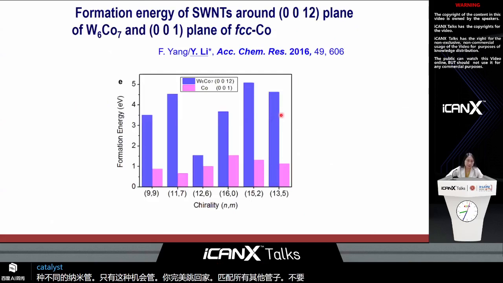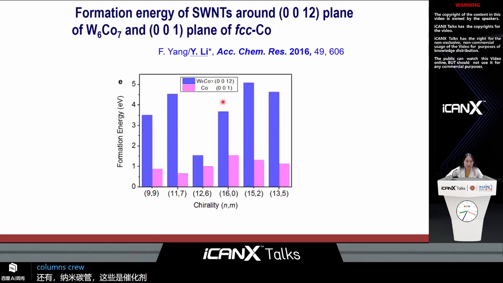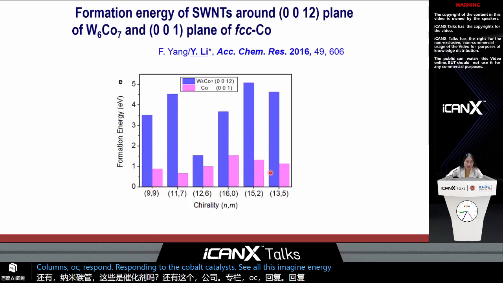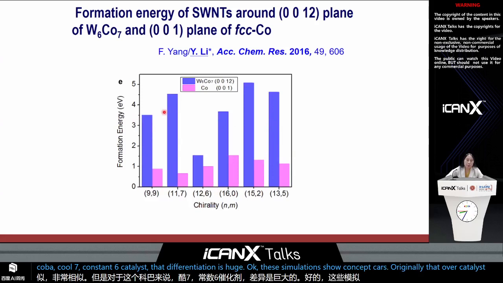We also calculate what is called the matching energy of the carbon nanotubes with the catalyst, and these pink columns correspond to the cobalt catalyst. See, all these matching energies are really very similar. But for this Co7W6 catalyst, the differentiation is huge. Okay, this simulation shows conceptually that our catalyst may work for the selective growth of single wall carbon nanotubes with only one chirality.